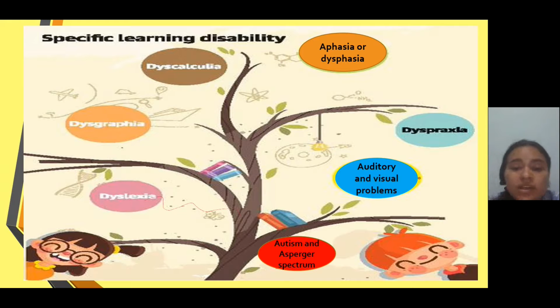And the visual problem also needs medical attention, and also the use of glasses in order to improve their visual skill or ability. And there are some other problems like autism and Asperger spectrum, and also students who are hyperactive, who need special attention because most of these students can be affected in a great way.